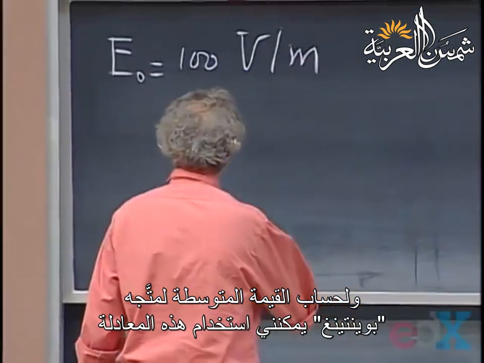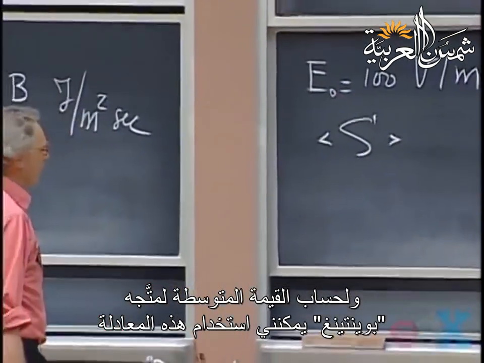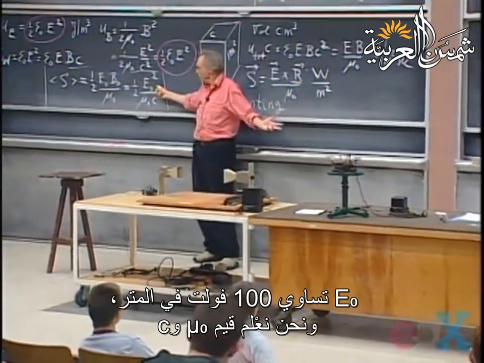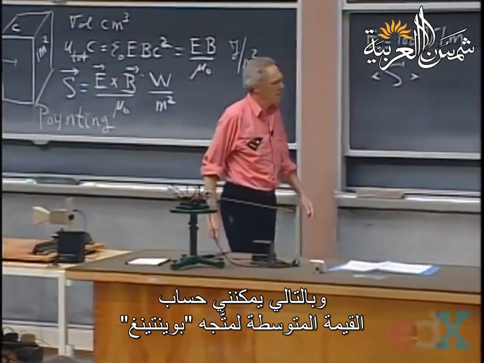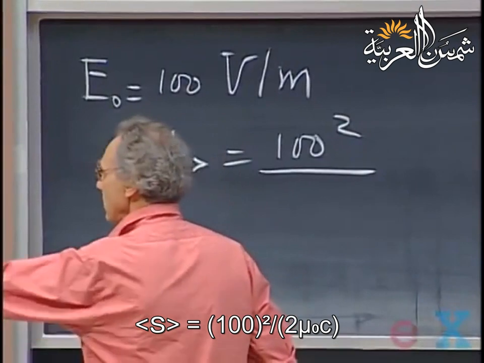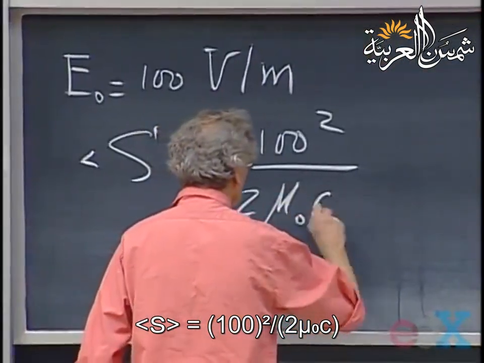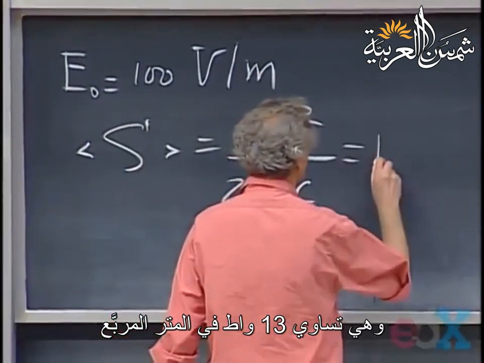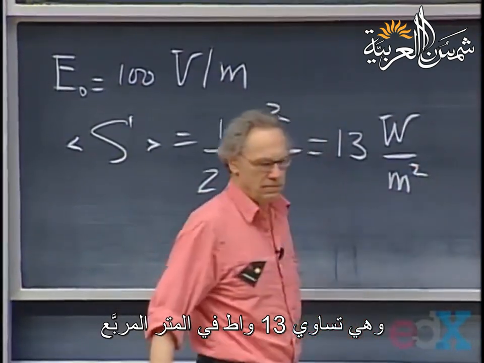And so the average value for the Poynting vector, I can pick this equation. E0 is 100. I know mu zero, I know C, so I can calculate what it is. It's 100 squared divided by 2 divided by mu zero divided by C. And when I do that, I find that this is 13 watts per square meter.